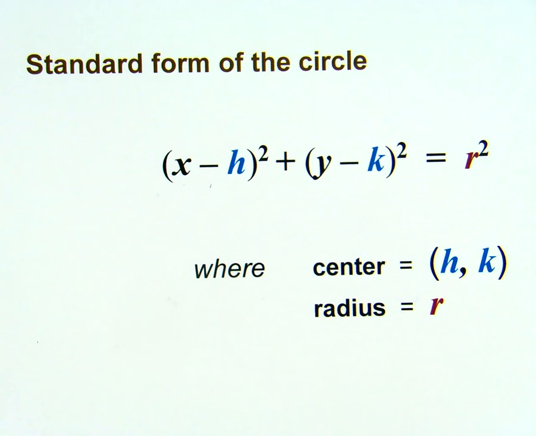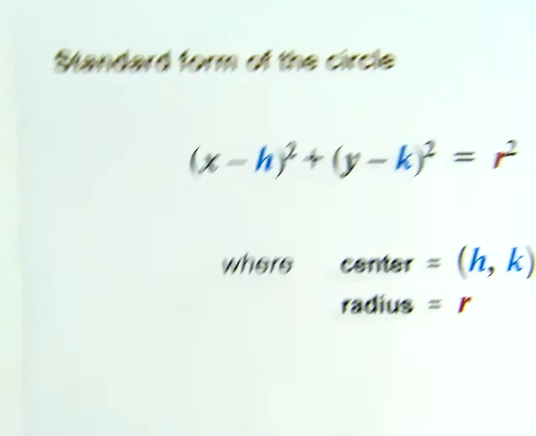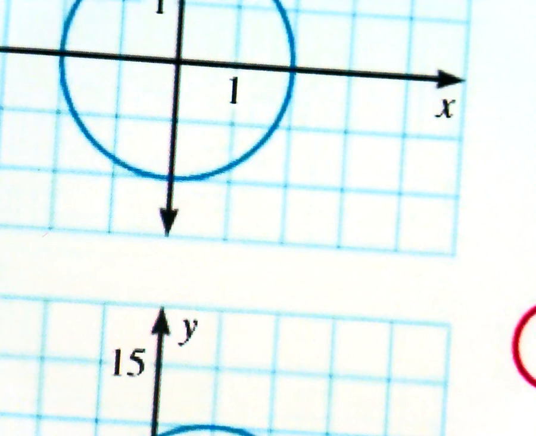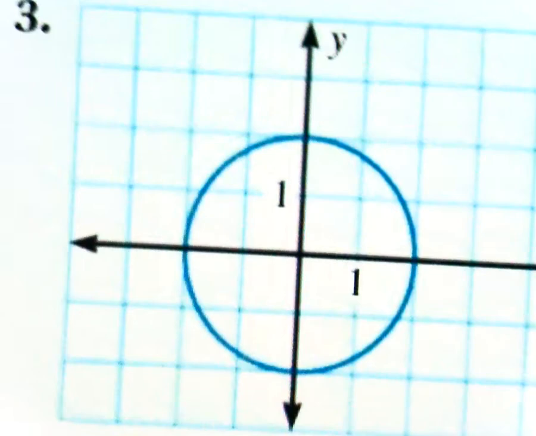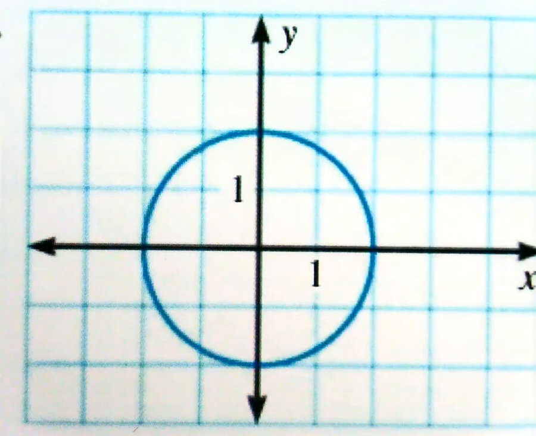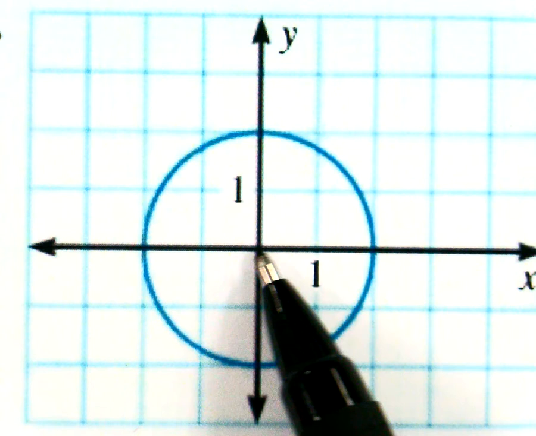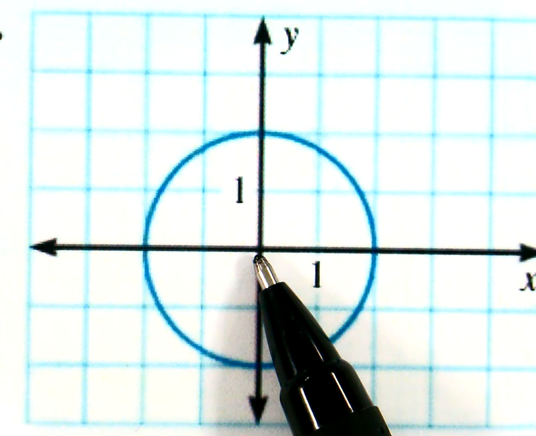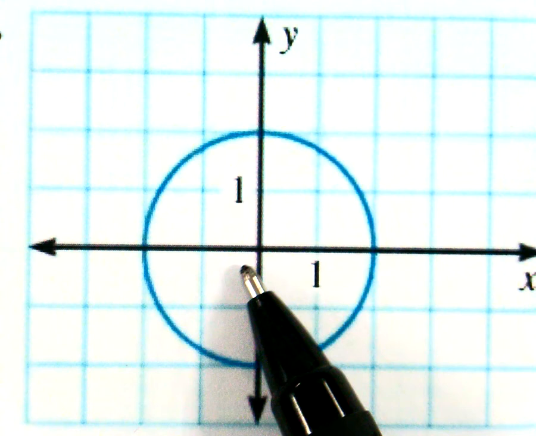Using some of this. Okay, I'll do a couple of them here for an example. This one's easy. Remember, our standard form of the circle is going to be (x minus h), (y minus k). So when we look at this one, we'll see that the center is at (0, 0), and the radius is 2. So the equation of this circle is (x minus 0) quantity squared plus (y minus 0) quantity squared equals 2 squared, or x squared plus y squared equals 4.